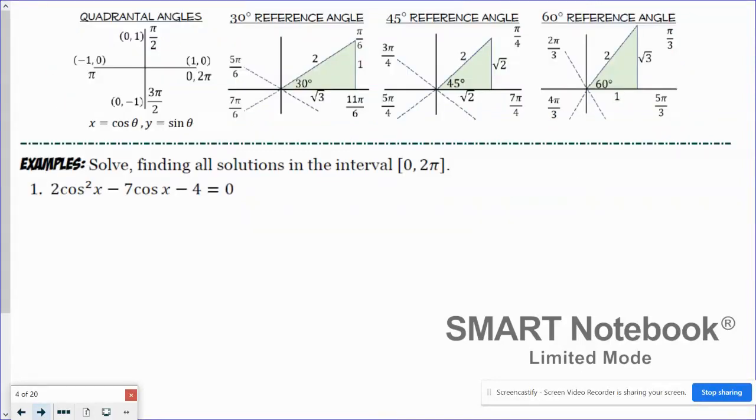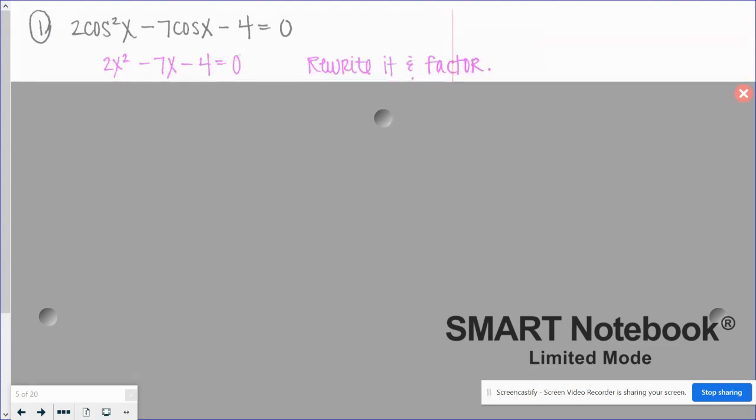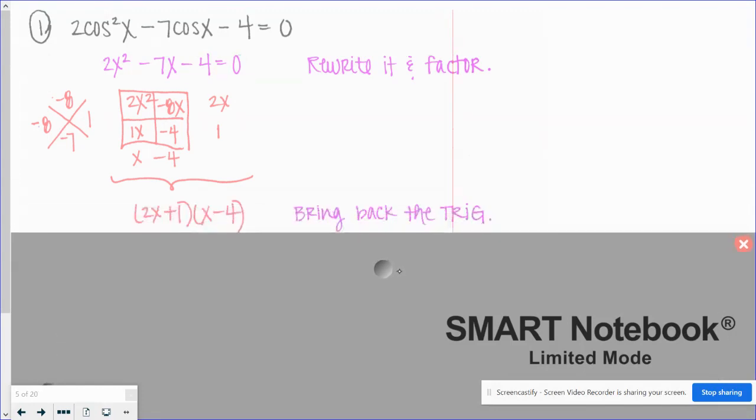Okay. So problem number 1, we have 2 cosine squared x minus 7 cosine x minus 4. So the first thing we have to do is factor. Okay. And so you might find it easier to rewrite it in terms of x. So 2 cosine squared x becomes just 2x squared. It might be easier for you to rewrite these things in terms of x and to do the factoring. Okay, so I did my factoring. Here's all my work. I got 2x plus 1 times x minus 4.